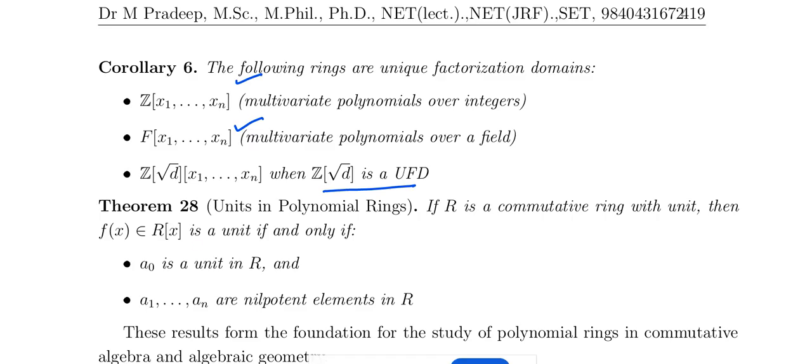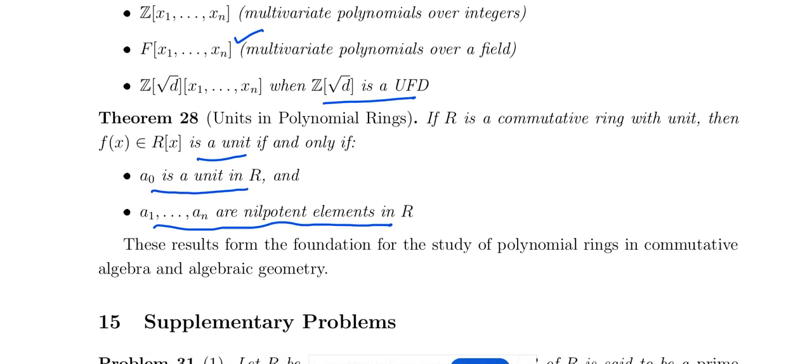belongs to R[x] is a unit if a0 is a unit in R, and a1, a2, ..., an are nilpotent elements in R. I think we already saw this result.